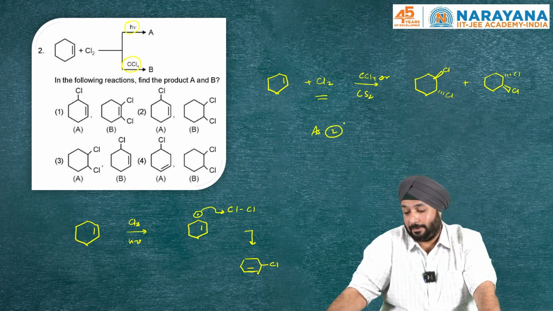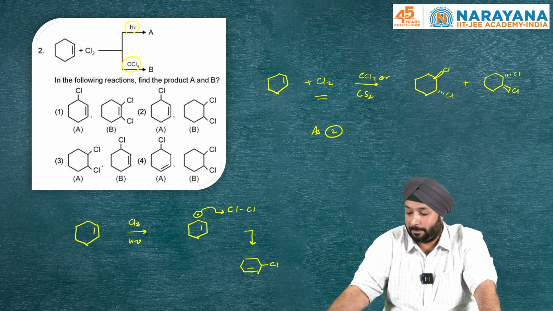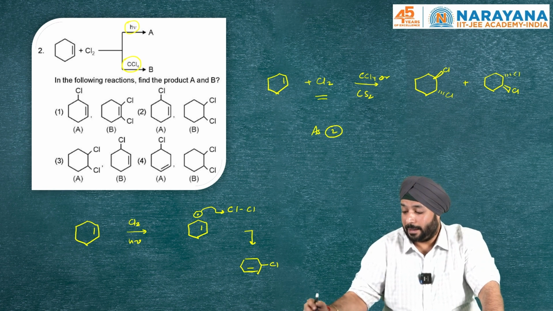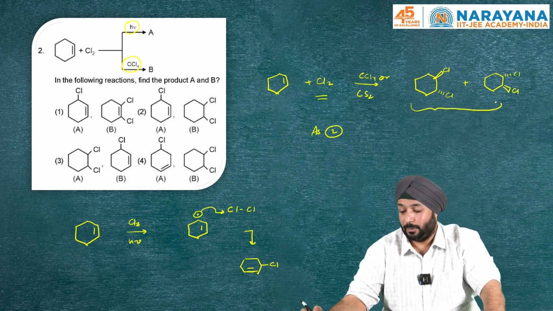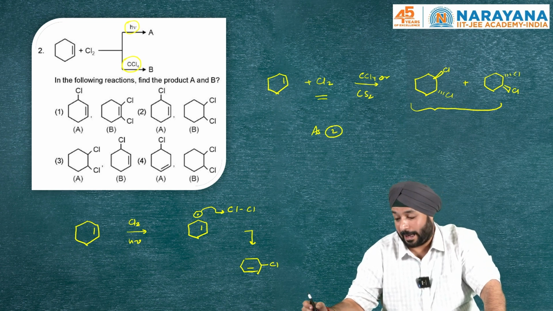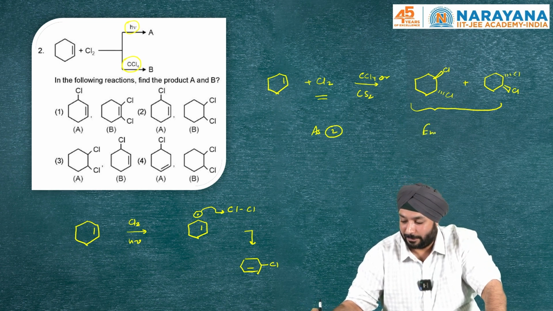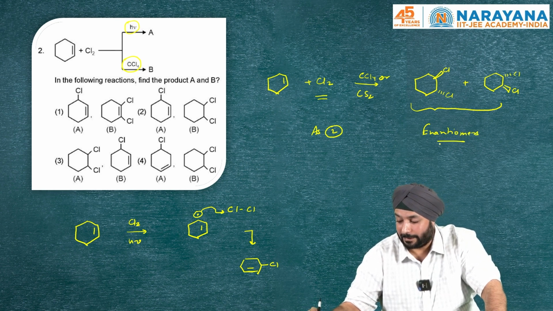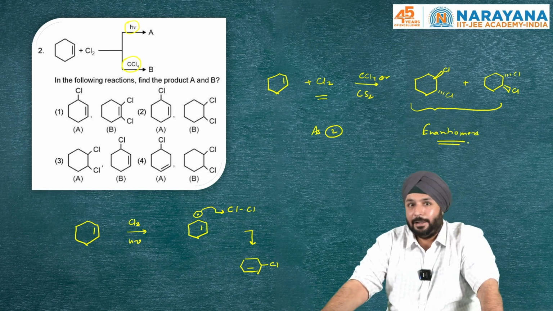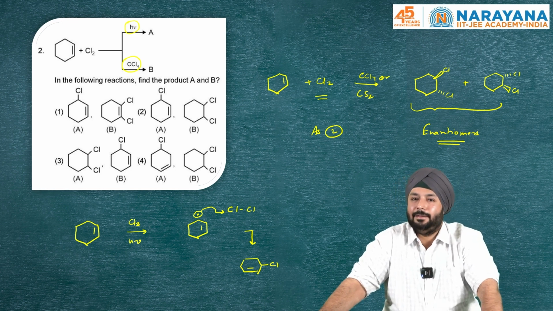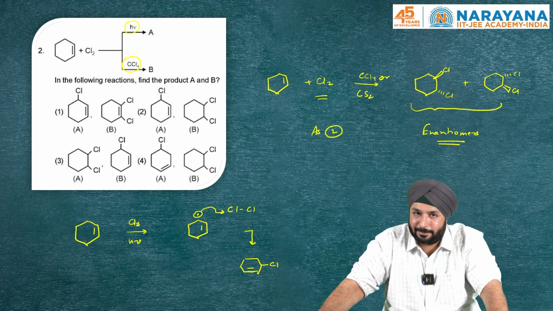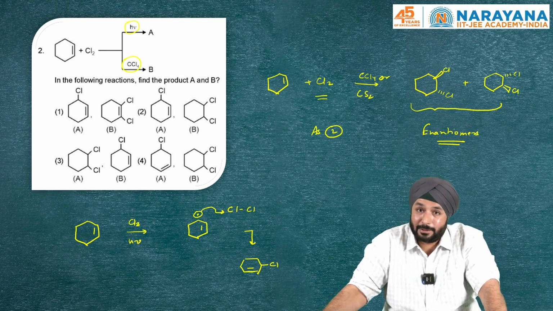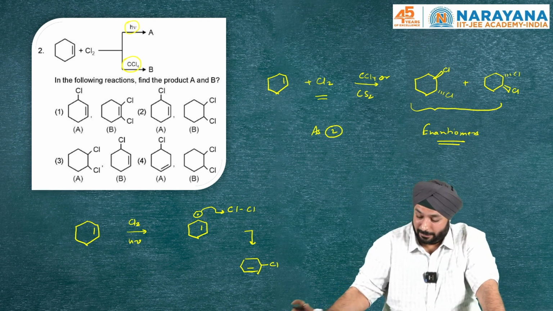I guess all the students understood this. And one more time, they can ask you what is the relationship between these two products. These two products are actually enantiomers of each other. So sometimes in JEE Mains, they can ask you this: whenever chlorine is added to cyclohexene, what is the relationship between the products formed in this reaction? Hope you understood. We'll move to the next question.